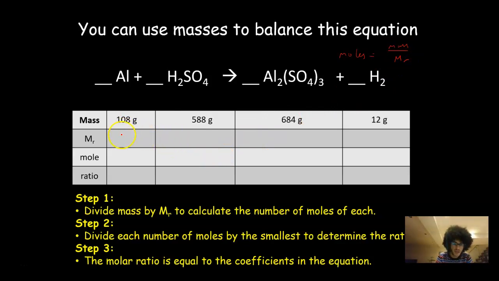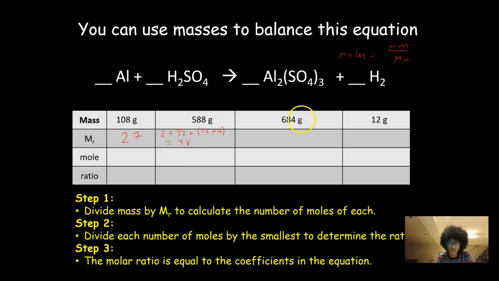For aluminium, it's 27, pretty straightforward. For H2SO4, a little bit complicated. So 2 lots of hydrogen, that's 2. I add sulfur, which is 32. And then I add 4 lots of oxygen, which is 16 times 4, which is basically 64. So 64 plus 32 plus 2, and that gives me 98.